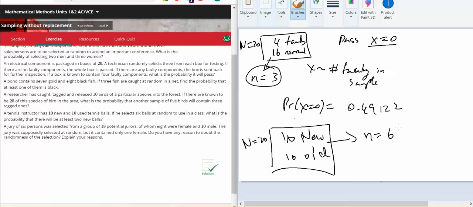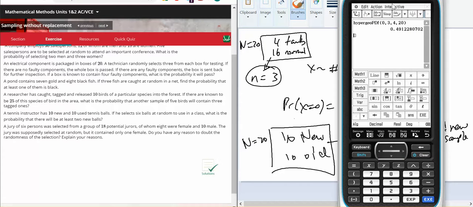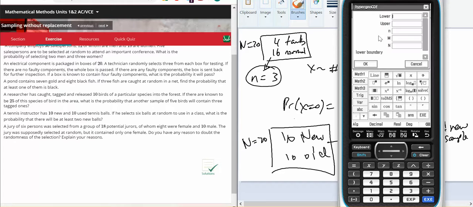And we're trying to find the probability, if I let X be the number of new balls in the sample, that in the sample of 6 that we select, it is at least 2. So X is greater than or equal to 2. So all you have to do is go hypergeometric CDF, because you're going to have to add up a range of values. So I'm going to go distribution, discrete, hypergeometric CDF.